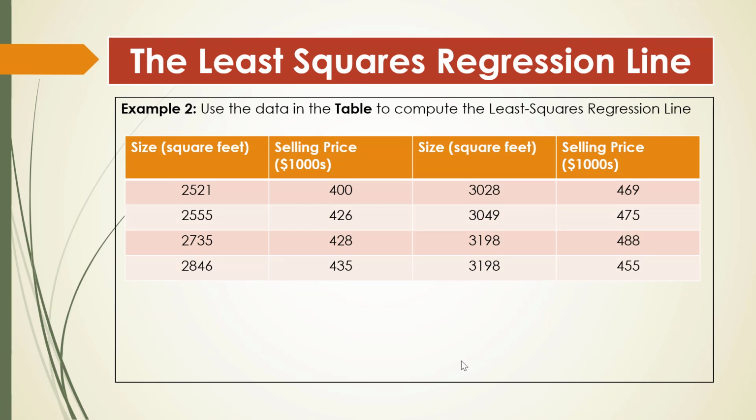So here we go back to the example of the selling price of the houses. And we have some summarized numbers here. X bar is 2891.25, Y bar is 447, SX is 269.49357, SY is 29.68405, and the symbol N is equal to 8.